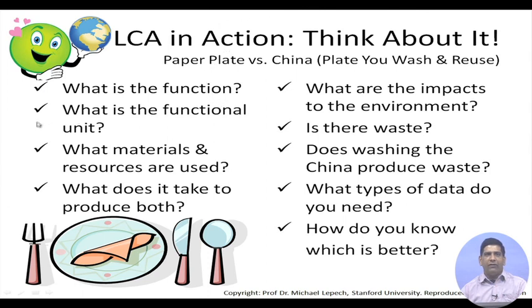Why do we need to pick a functional unit? Again, the why question. Because we want to make sure that all the data that we collect, that LCI inventory that we collect, is based on the functional unit that we choose. So here, what will be an ideal functional unit? One paper plate versus one China plate is not a good one, because paper plate can be used only once, China plate can be used multiple times. So it's not a fair comparison.